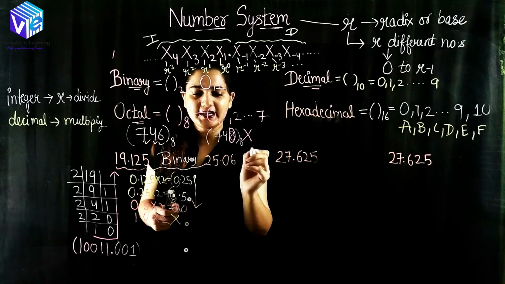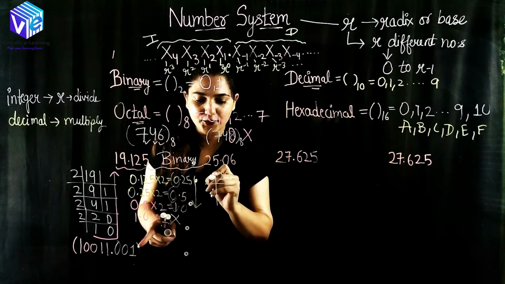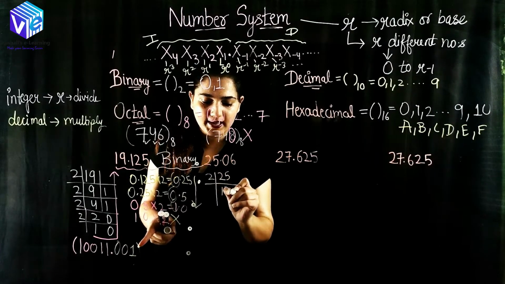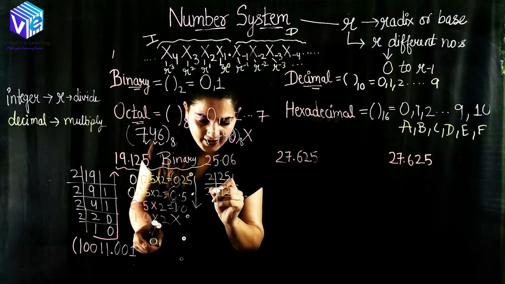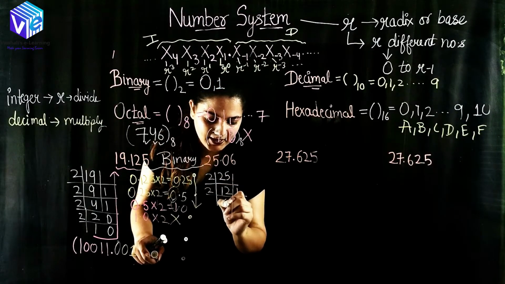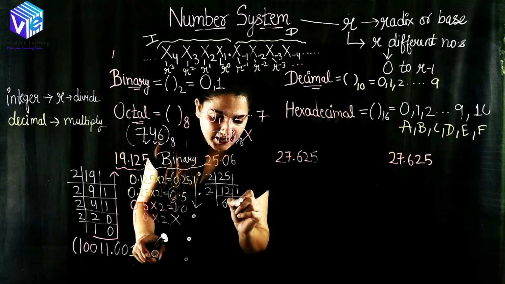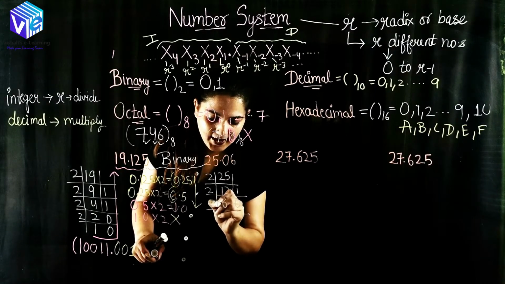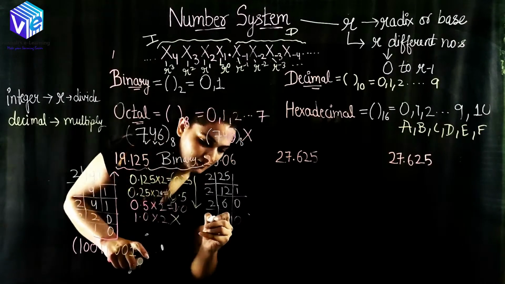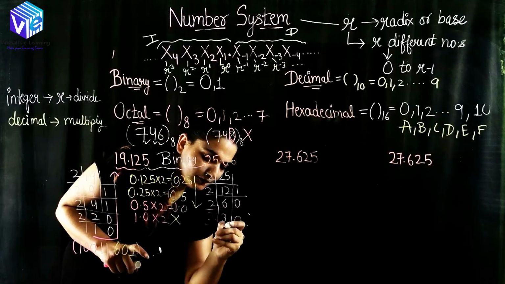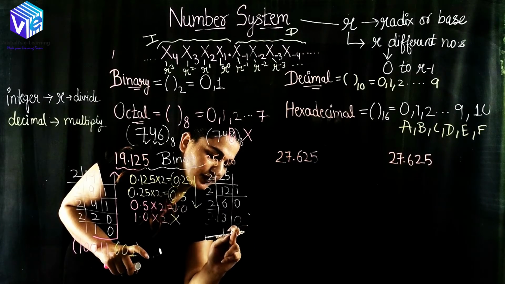So here we have 25.06. First I will divide 25 by 2. So here we'll be having 12 and the remainder is 1. So again I will divide it by 2. So it will be having the quotient 6 and the remainder 0. So again by 2. So here 3, the remainder is 0. Again I will divide it by 2. So here I'll be having 1 and here I'll be having remainder to be 1 only.